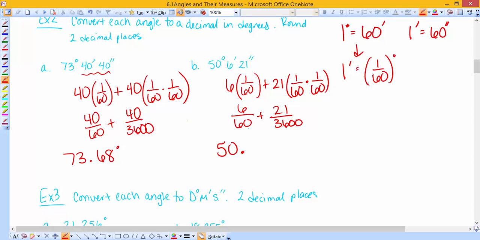Again, I'm going to use my calculator and parentheses. 6 divided by 60 plus 21 divided by 3600. And I end up with 1.1058, and the 5 will round the 0 to a 1, so 50.11 degrees. So that's converting from degrees, minutes, and seconds to just degrees.